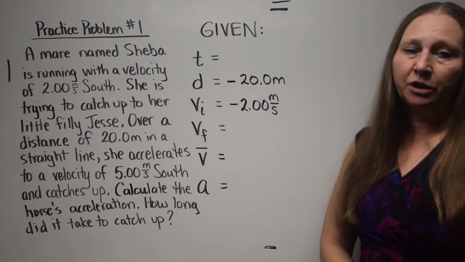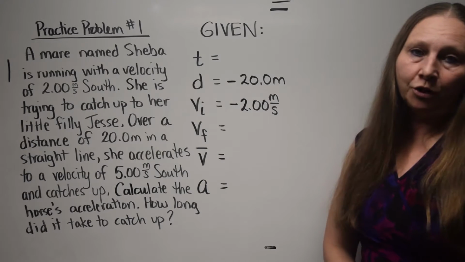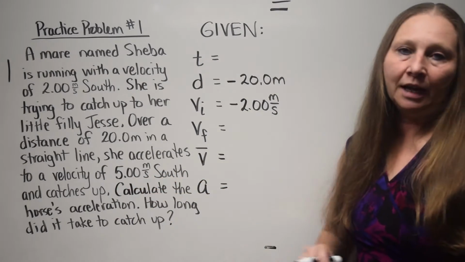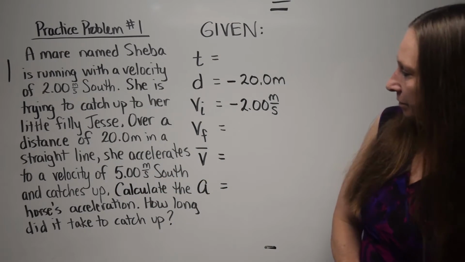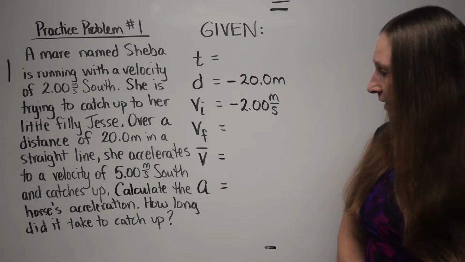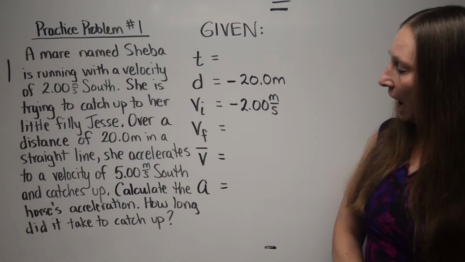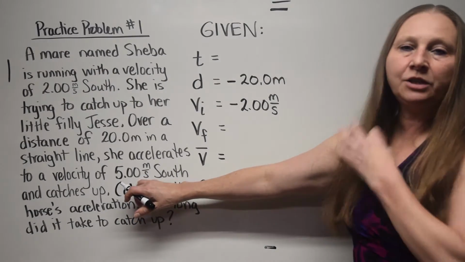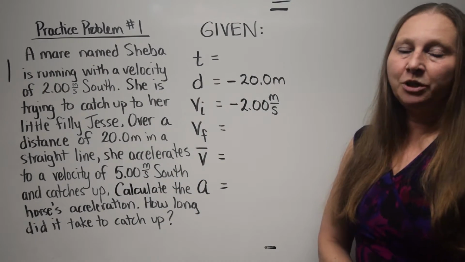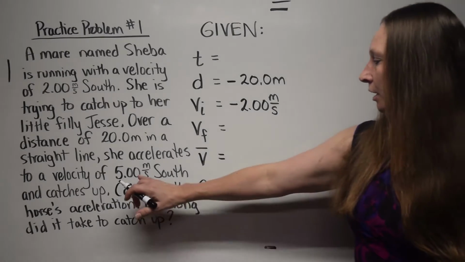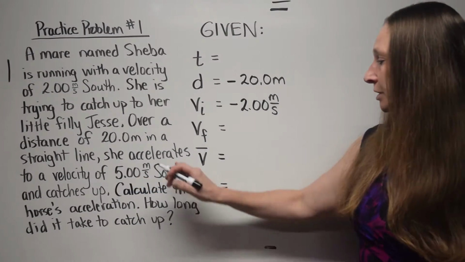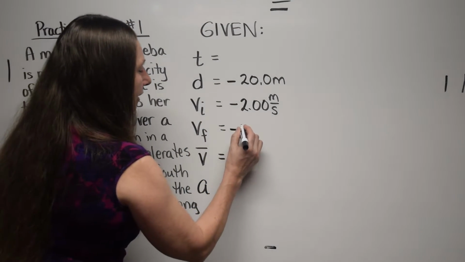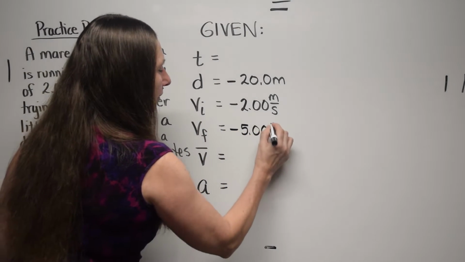We know she's going in a straight line, and we know also that her direction is not changing, because we see at the end here she's still heading south. She accelerates to a velocity of 5 meters per second south. So her final velocity, when she gets done accelerating, is 5 meters per second still south. So that means V final is negative 5 meters per second.